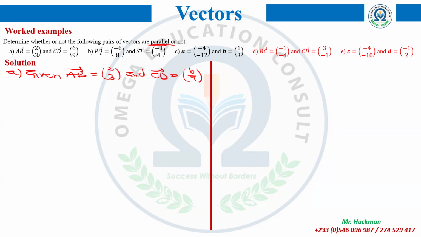Now what is the condition for two vectors to be parallel? Do I know the algebraic condition? Yes, I do know. So this is what I'm going to state. I know my foundation.